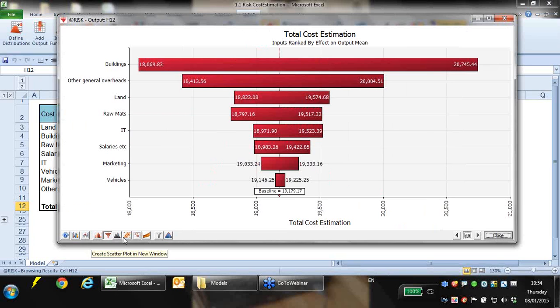What this is showing me is that by far and away the most significant factor having an impact on my total project cost is the cost of buildings, followed by other general overheads, land, raw materials, and so on down the list to vehicles, which is just not very significant at all. So the variation around the cost of buildings is the thing which is really driving whether our project is going to come in under budget or overshoot horrendously.